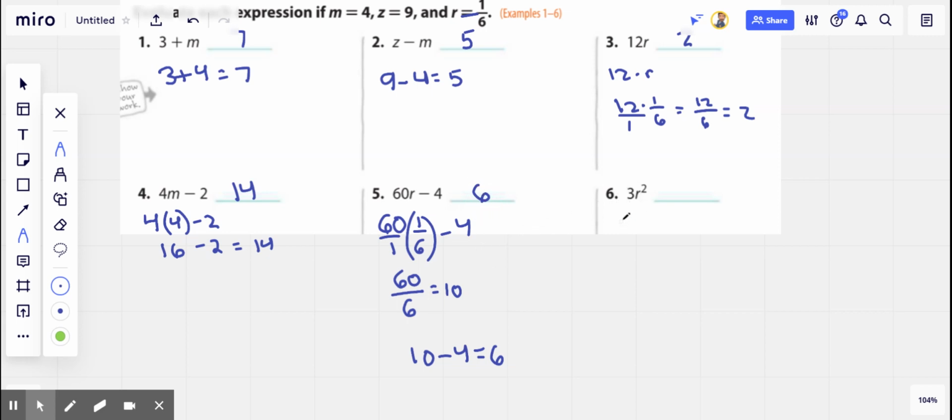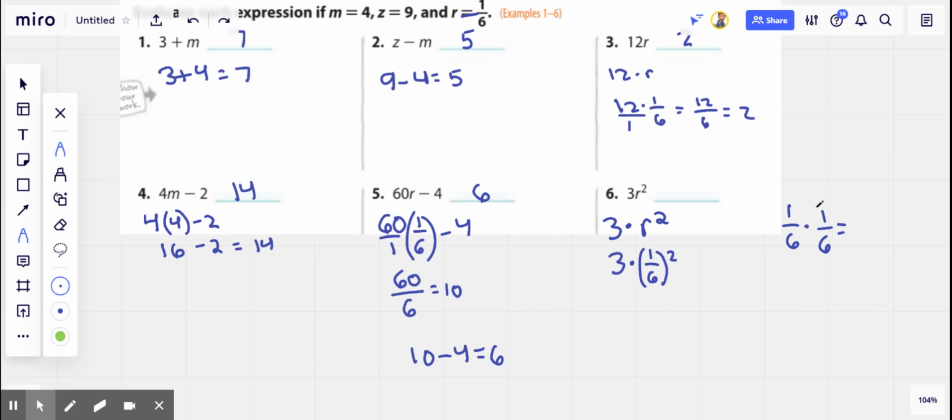And our final guided practice problem, 3r squared. So this means 3 times r squared. Well, r equals 1/6. So 3 times 1/6 squared. Per our order of operations, we have to do parentheses first. So what is 1/6 squared? So we have 1/6 times 1/6. 1 times 1 is 1.